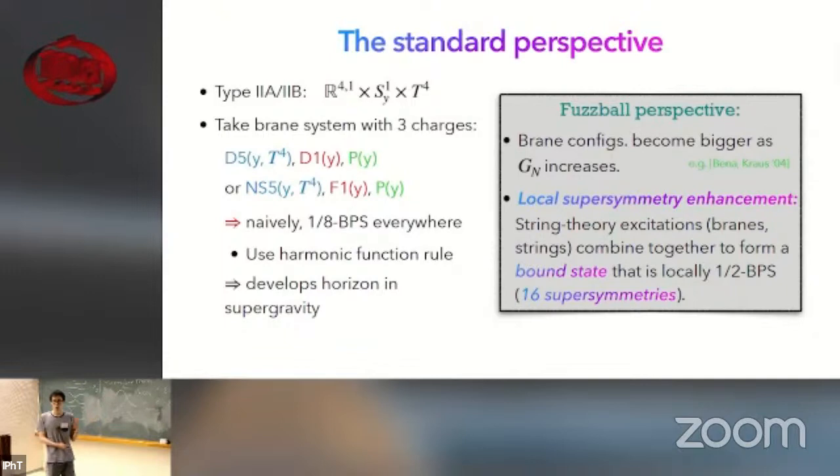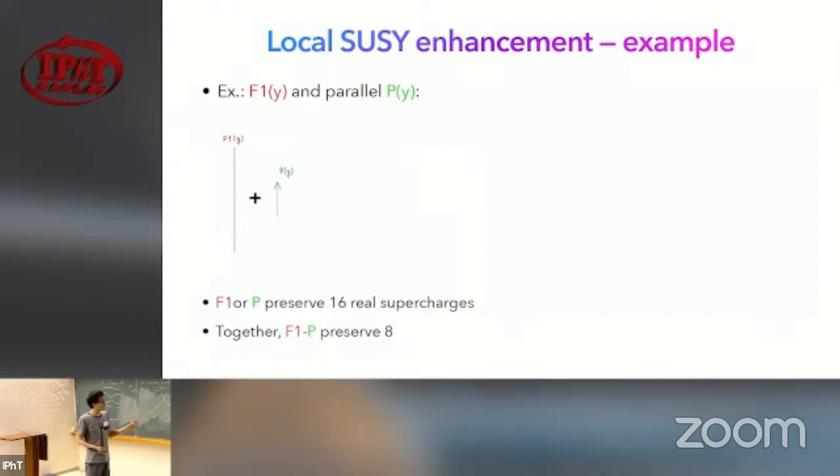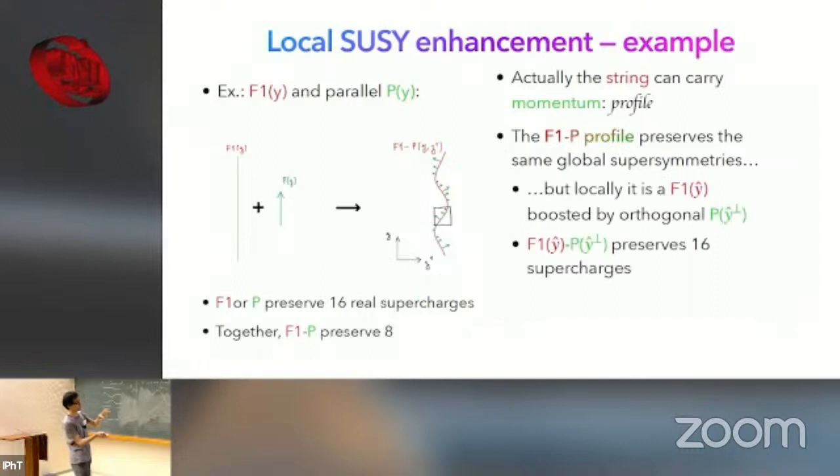So let me give you an example. Take, for instance, a fundamental string and a momentum P parallel to it. The F1 and the P separately preserve 16 real supercharges, but together, the F1 and P preserve 8 supercharges. But there is a way to understand this microscopically. The string can carry momentum by having a profile. And the profile, though it preserves the same global supersymmetries, can be understood locally just as a fundamental string that is boosted in an orthogonal direction. And this fundamental string boosted along the orthogonal direction preserves 16 supercharges. So locally it has 16 supercharges.